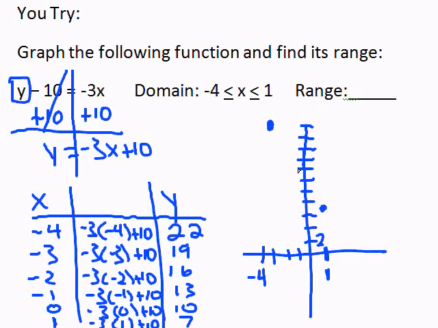Now, if you plotted all the points in between, you would have ended up with a straight line between (-4, 22) and (1, 7).